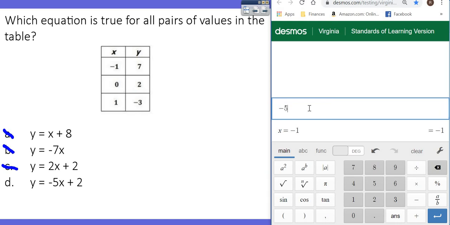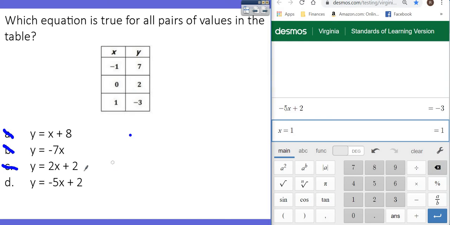-5x plus 2 gives me 7. So I'm on the way. So let's try it. Let's do 0. 0's giving me 2, which matches this 2. So I'm going to go ahead and go through it. I'm going to put in x equals 1, and it gives me a -3. So that tells me that without a doubt, D is the correct answer.